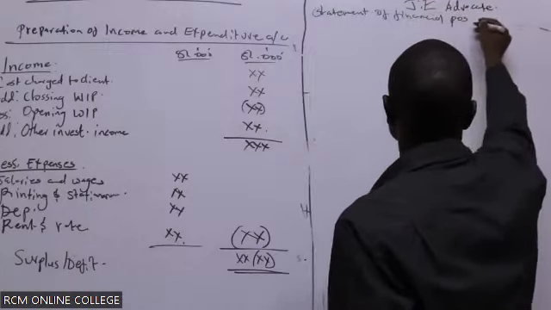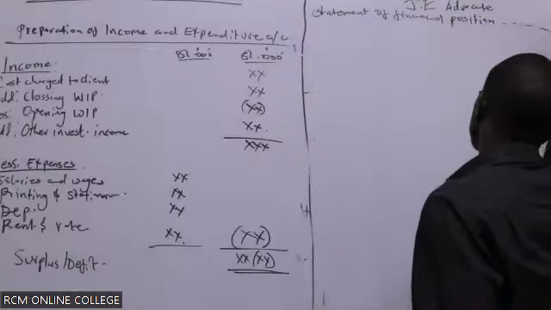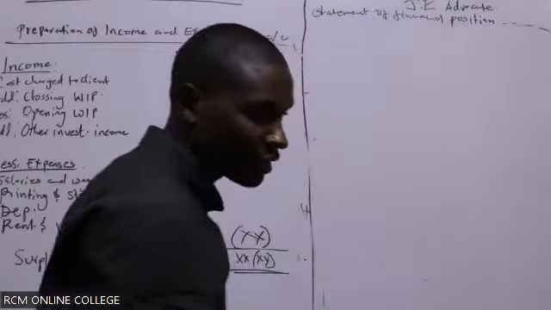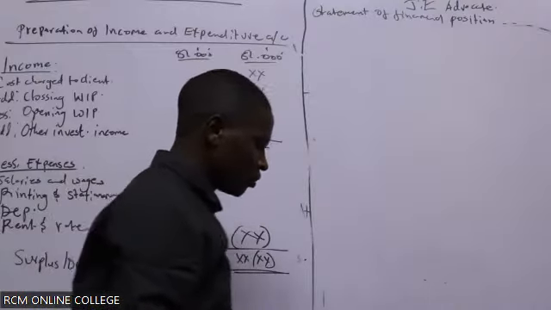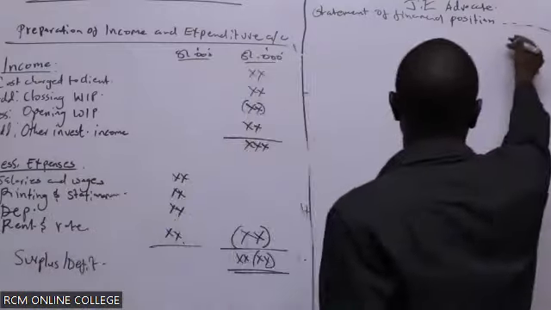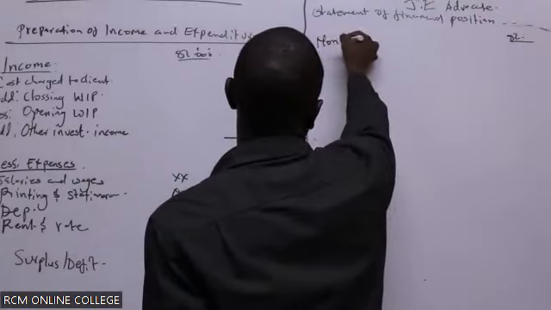Statement of financial position as usual, for the year ended, as at. That one goes with as at. So you can have maybe shillings there, non-current asset.